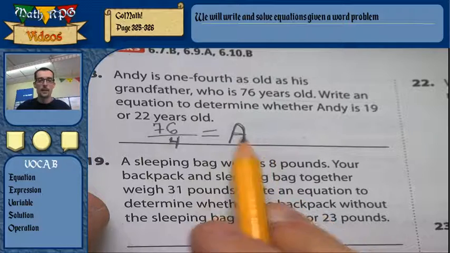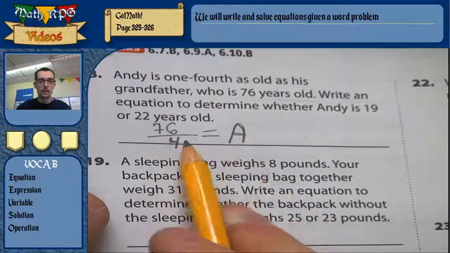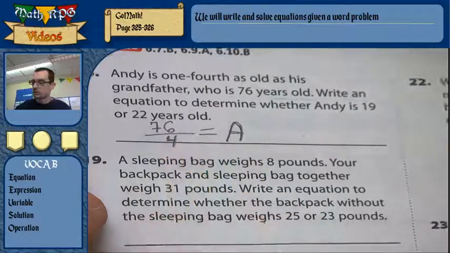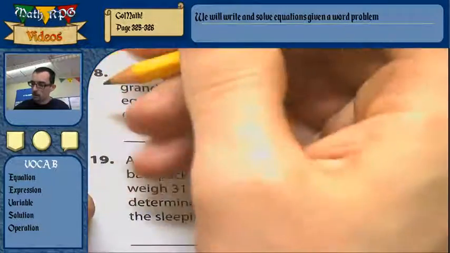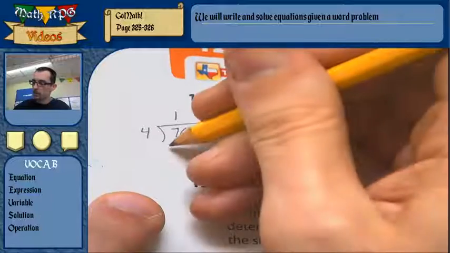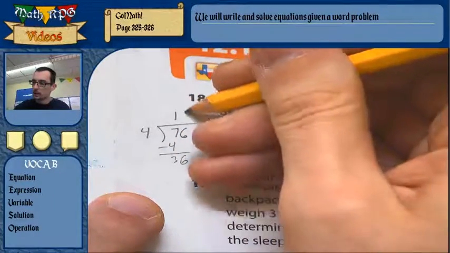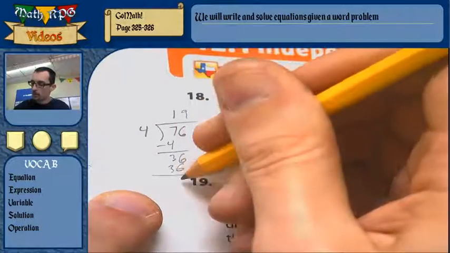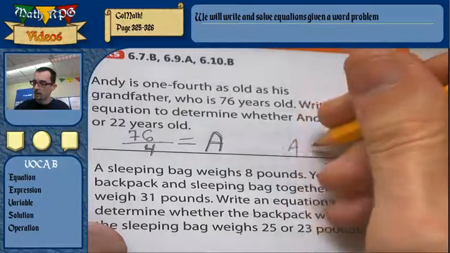Okay, now let's find out what this is. Here I have 76 divided by 4. If you do that, you should find out what the answer is. So 76 divided by 4 is, let's do a little work on the side here. 4 goes into 7 one time. Remainder of 3. Bring down the 6. 4 goes into 36 9 times with a remainder of 0. So Andy is 19 years old. I'll write that here. Andy is 19.